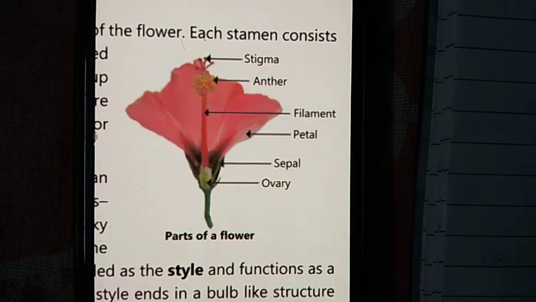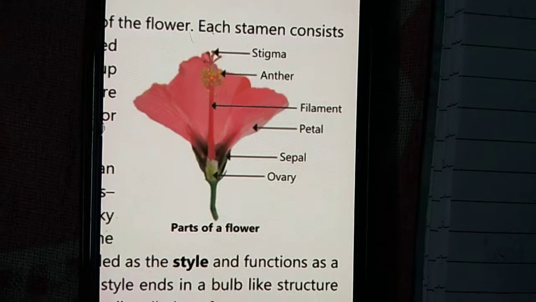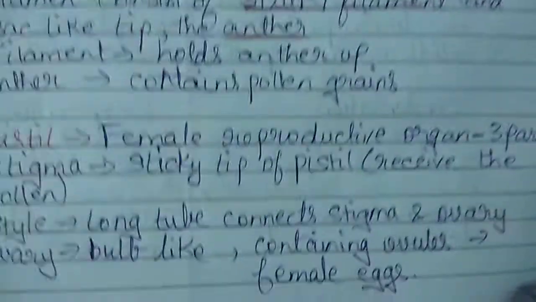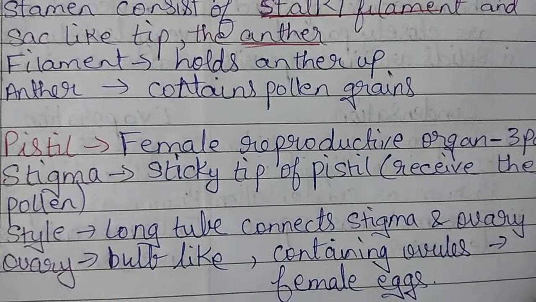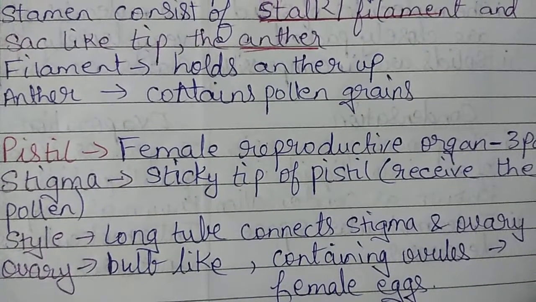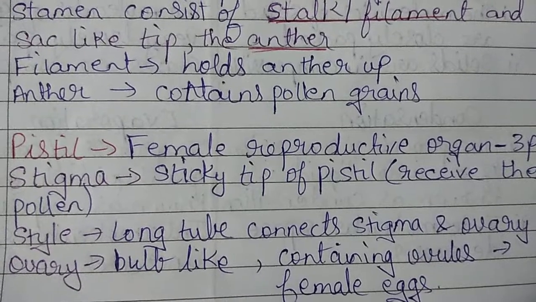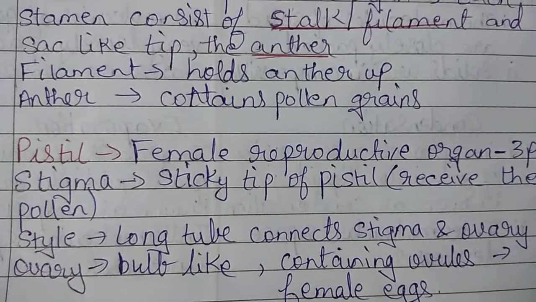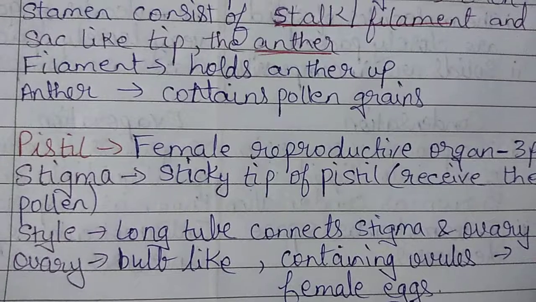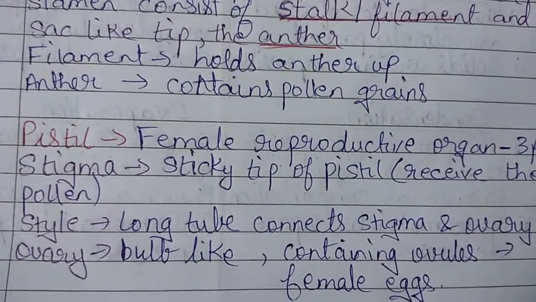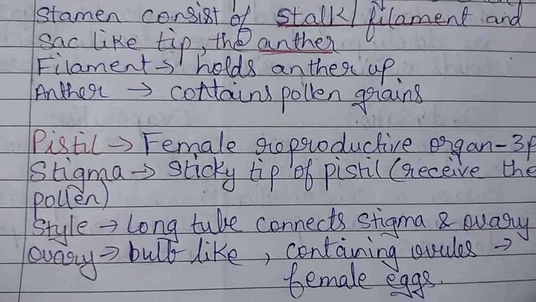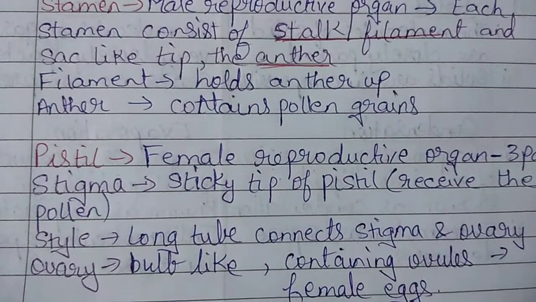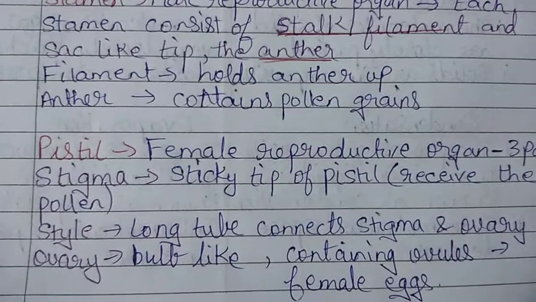Okay, I'll show you in the figure here. Can you see the stigma there, right up? So this is the sticky part of the female reproductive organ, and it receives the pollen. Then the style is a long tube which connects the stigma and the ovary. The ovary you'll find at the base, which is a bulb-like structure which contains ovules. Ovules are what? They are the female eggs. So these pollen grains and female eggs have to fuse among themselves to reproduce.